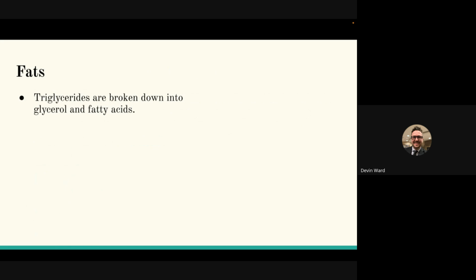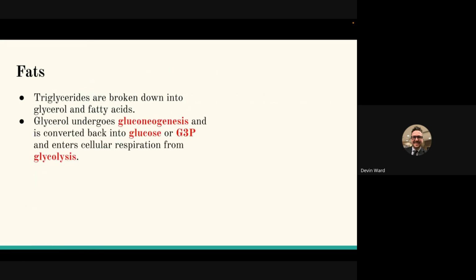Triglycerides are broken down into the glycerol and the fatty acids. So remember, a triglyceride has our glycerol, a 3-carbon backbone, with the ester bond, the C double bond O, and then we have the fatty acid chain. Okay, so those are our triglycerides. We break it down into the glycerol molecule and then the fatty acids.